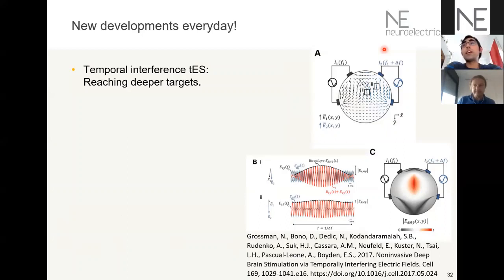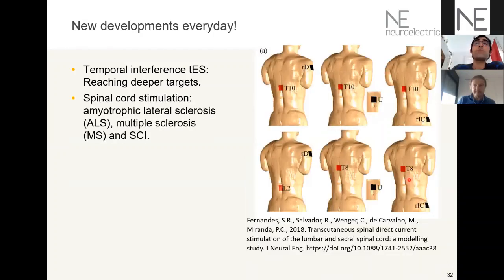So we're almost at the end of this presentation. I would just like to finish by saying that tES is an exciting field of research. That's why I like to work in it. And there are new developments that happen every day. For instance, one important development is in the field of temporal interference tES, which is a new approach that people are using to reach deeper targets. Basically, what this does is that it uses modulated electric field envelopes that have the maxima of modulation happening in deeper regions of the brain to modulate the neurons in those regions.